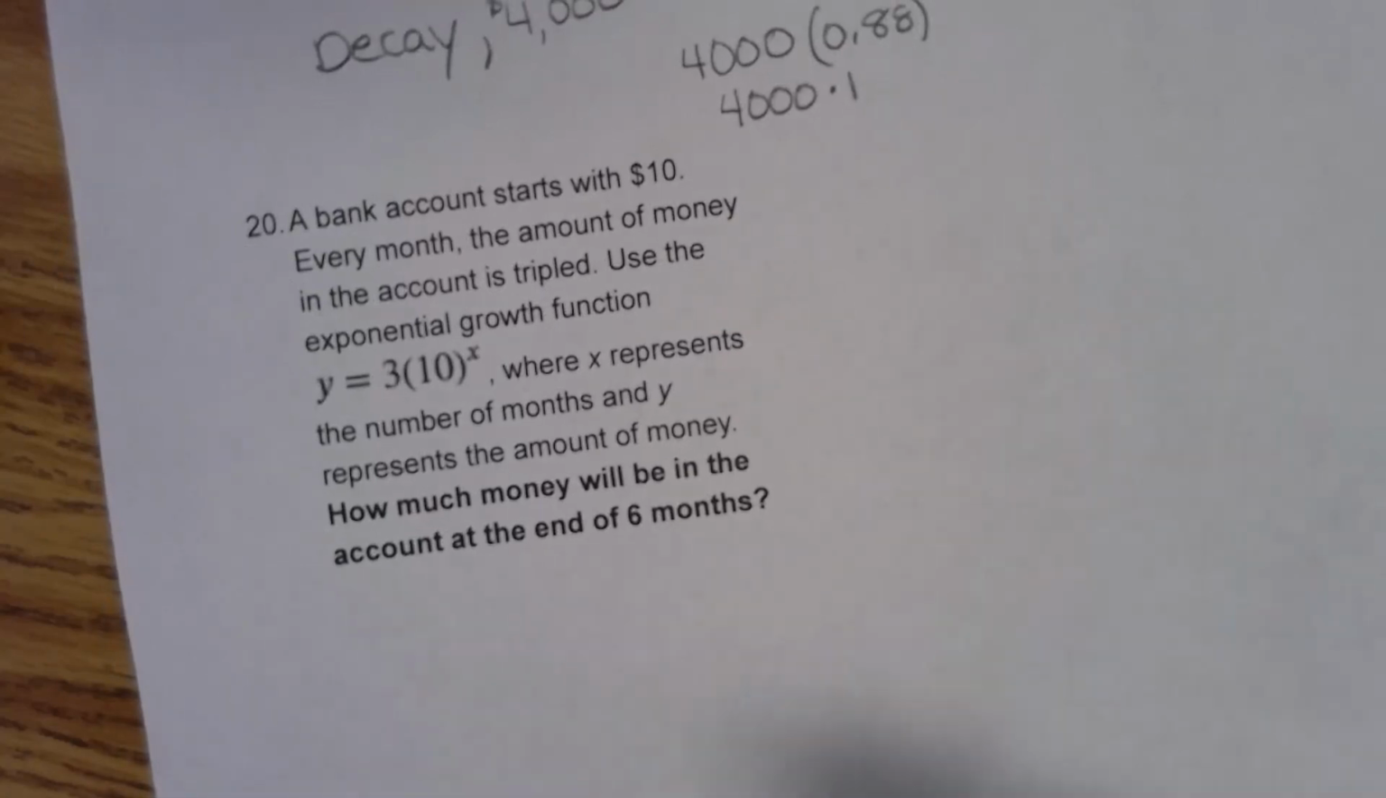Question number 20. A bank account starts with $10. Every month, the amount of money in the account is tripled. Use the exponential growth function, and there it's given, where X represents the number of months and Y represents the amount of money. How much money will be in the account at the end of 6 months?